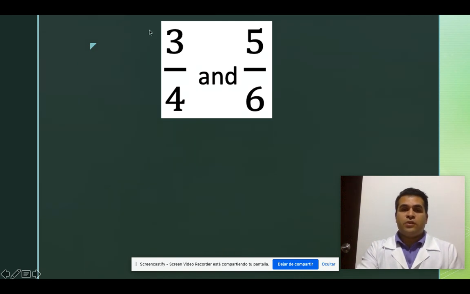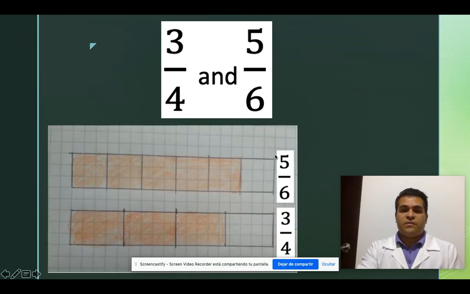Okay, we are going to compare 3/4 and 5/6. To do that, we are going to represent 5/6 and 3/4. To represent 5/6, you have to divide the whole in 6 equal parts. 1, 2, 3, 4, 5, 6. And you color 5 parts. And the same here. You divide in 4 equal parts and you color 3. So here you have 3/4 and here you have 5/6.